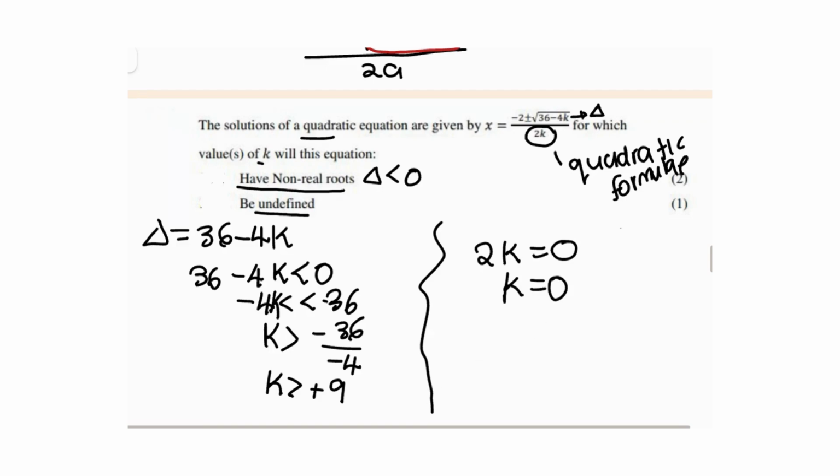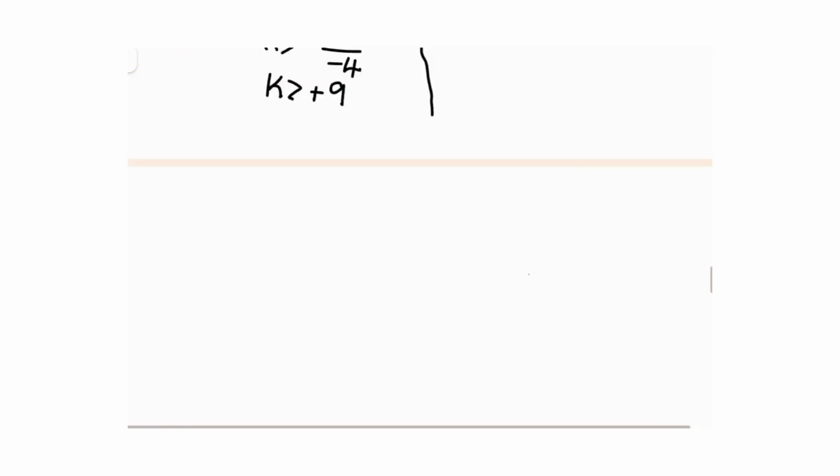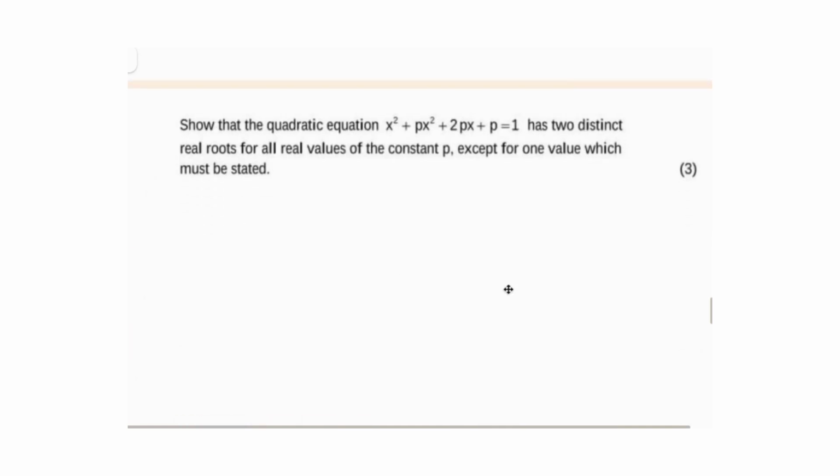That is the second question. For undefined, if you have a fraction, not your k, but your denominator must be 0. Okay, I hope you are happy with this one. Let's go to the next one.